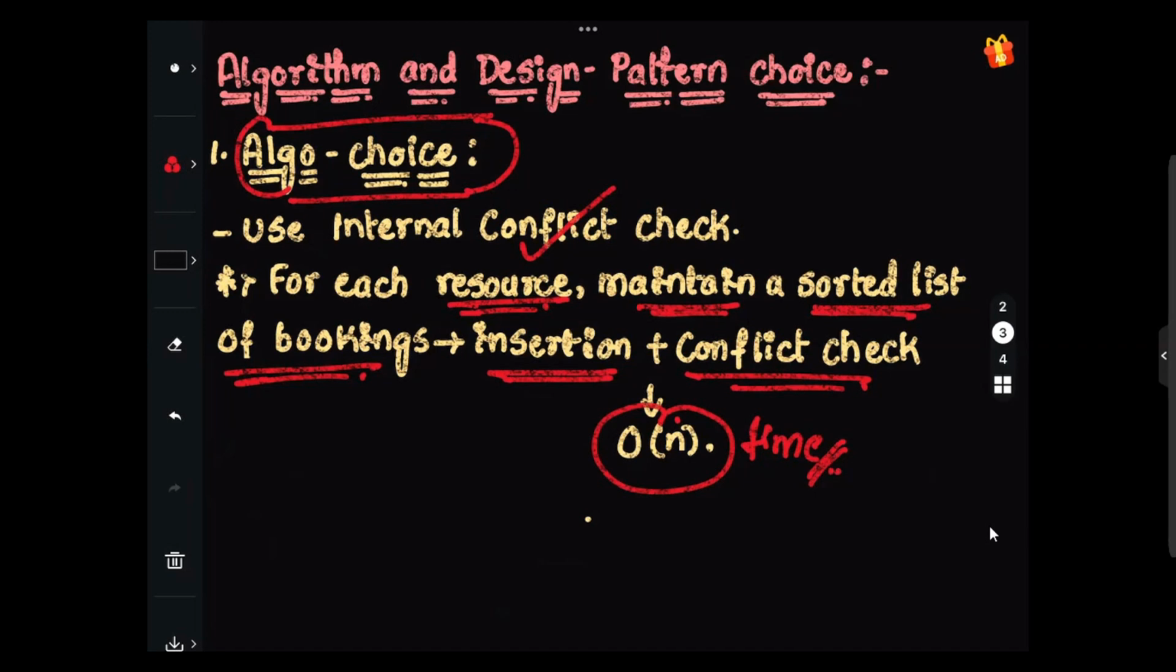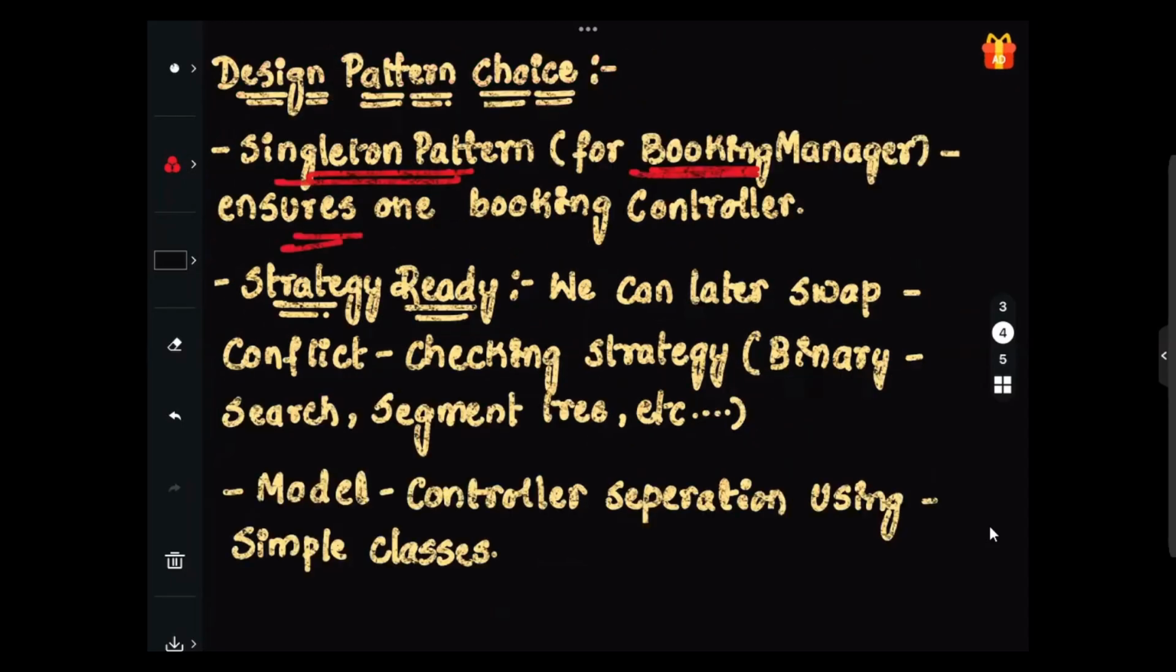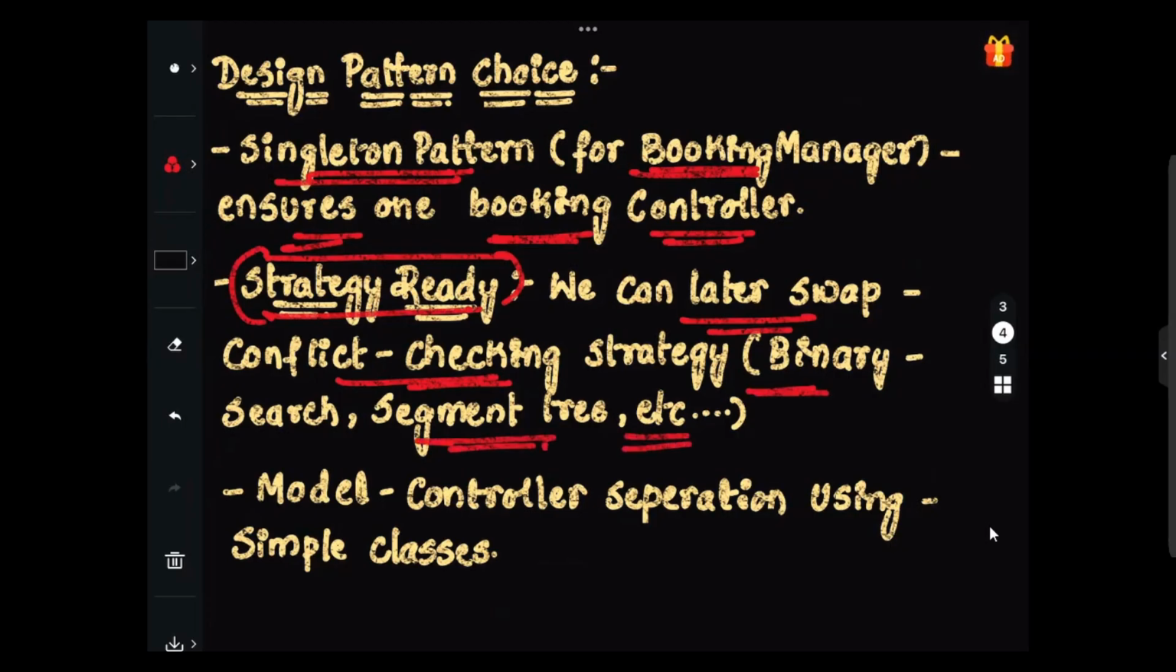We will be going with a singleton pattern for the booking manager, right? Basically, the singleton pattern ensures one booking controller, and also we make sure that it is strategy ready, so we can later swap the conflict checking strategy by making use of binary search or the segment tree, etc. So we'll make sure that it is strategy ready as well.